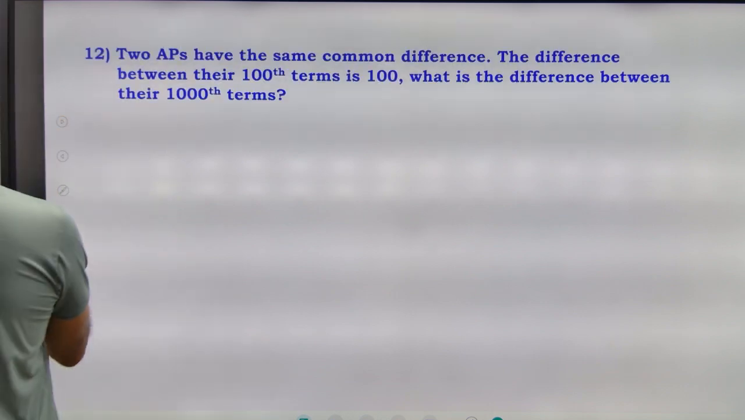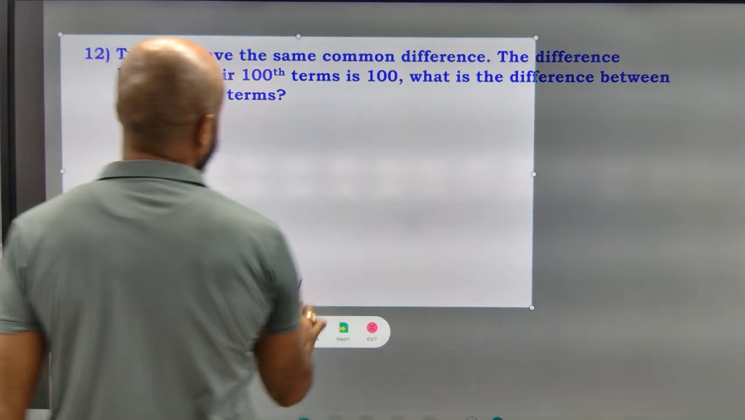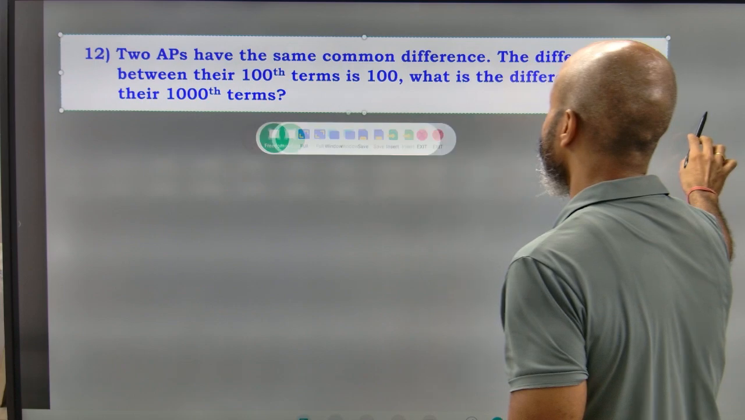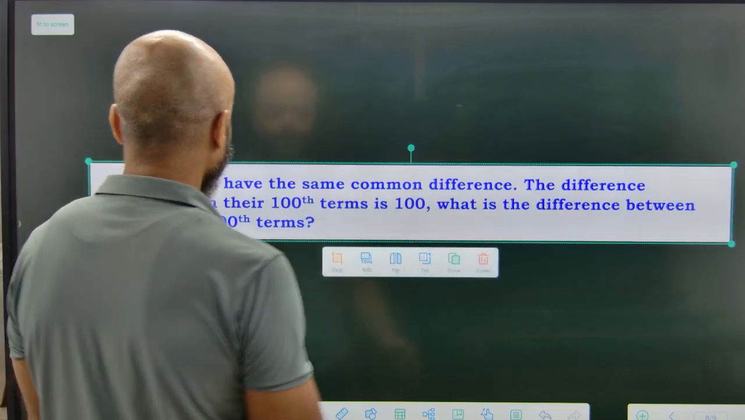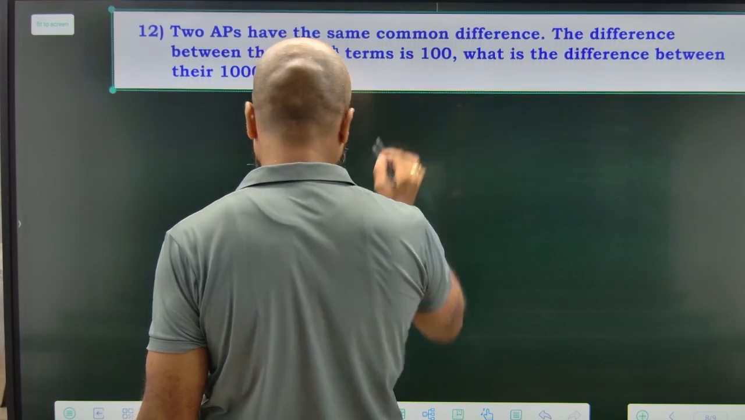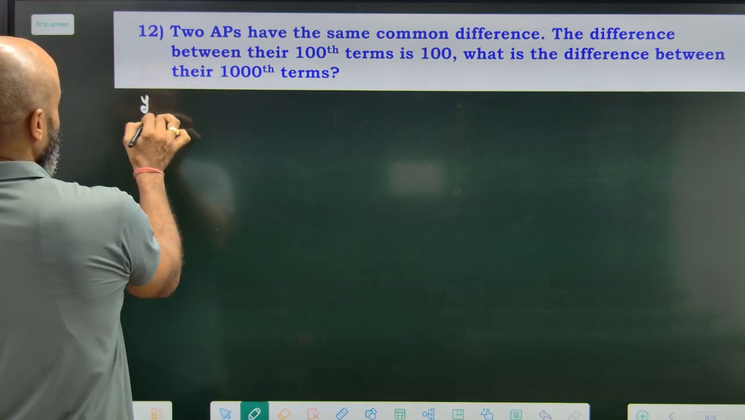Okay. Two APs have the same common difference. The difference between their 100th term is 100. What is the difference between their 1000th term? Okay. So there are two APs. They have the same common difference.